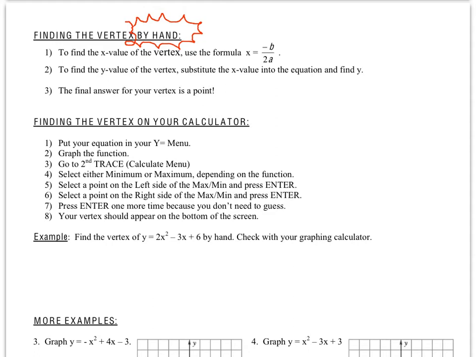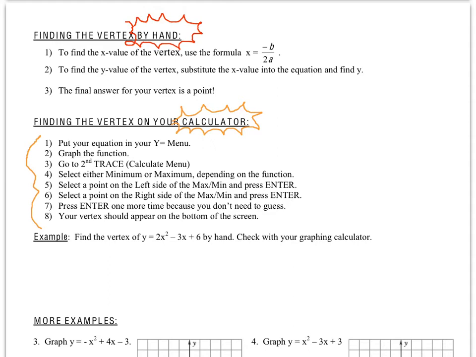This next part here, though, says finding the vertex on your calculator. So this one is where your graphing calculator will do the work for you. You should take a moment, plug these into your calculator, go through and follow that, and make sure for the 2 problems on the previous page you get the correct vertex. So this is a graphing calculator hint for you. Make sure you go through and do that so that you can use your graphing calculator. That's why you have it. Let's do the next example.